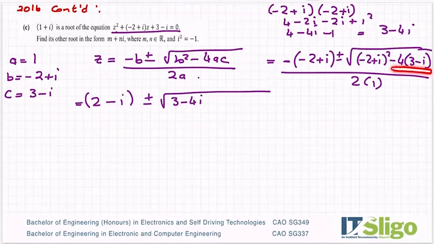Let's work through this minus 4 here. So minus 4 by 3 is minus 12. Minus 4 by minus i is plus 4i.